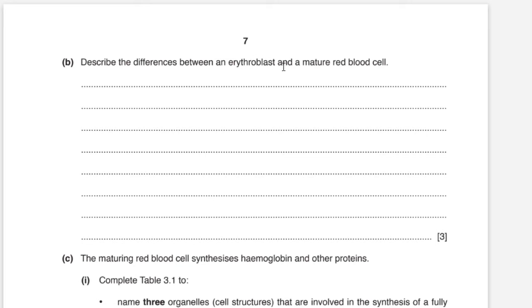Since the erythroblast has not yet matured into a red blood cell, it would not have all of those features. It would have a nucleus, it would have mitochondria, and it would not have a biconcave shape.